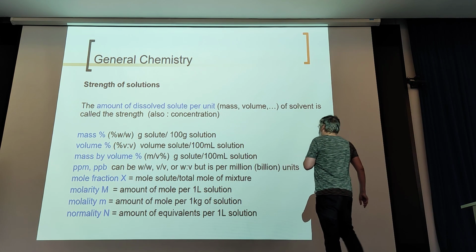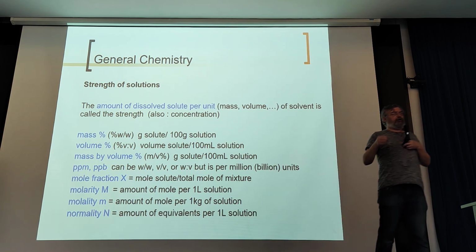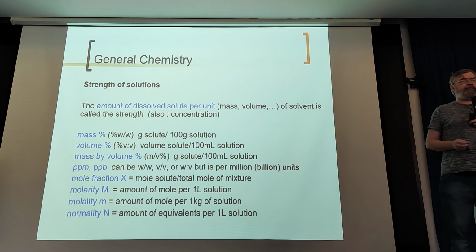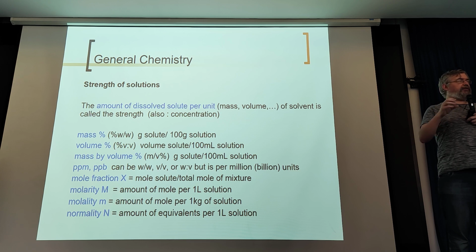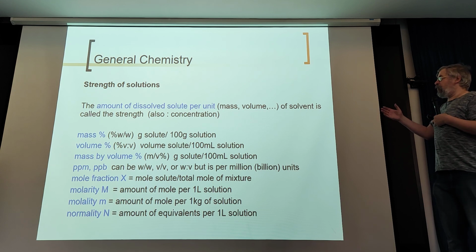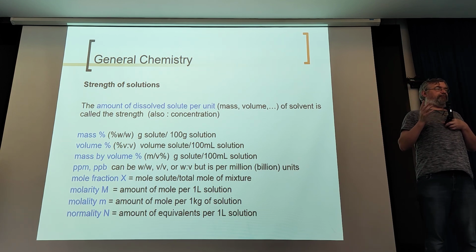Okay, mass by volume. Same thing, but now we consider not 100 grams, but 100 milliliters of solution. And you know that if it's water, it's more or less the same, yes? Because 1 liter of water is weighing 1 kilogram. It's only when you have very heavy solutions, very strong solutions, that the density might be different. But for dilute solutions, the mass by volume percent or mass percent is going to be more or less the same in water.